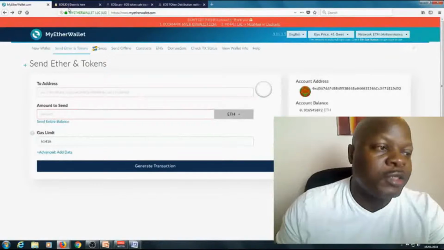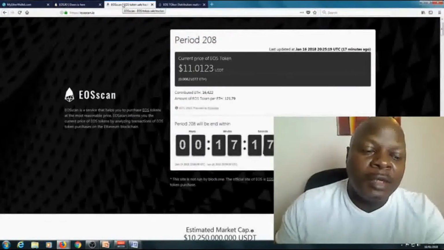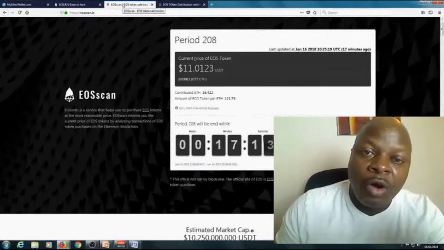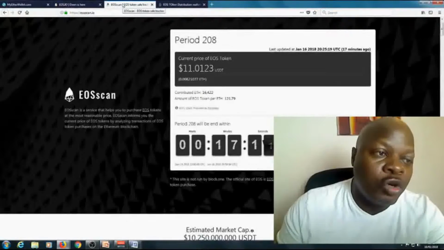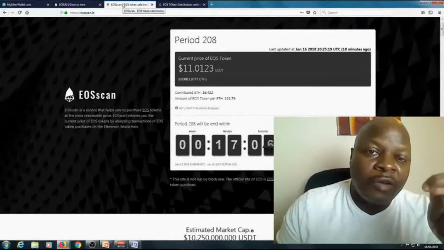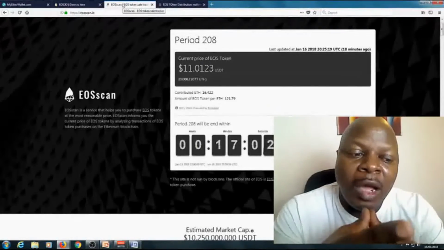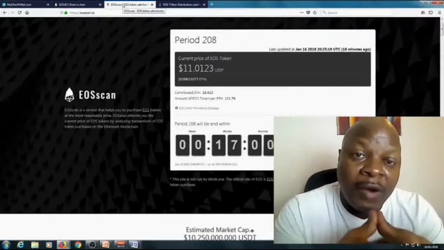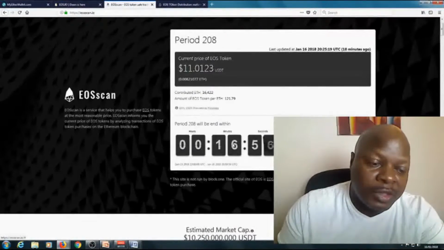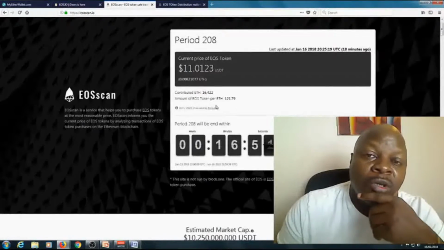My wallet of choice is my Ether wallet, which is what we will be using, and then you would need this website. This here gives you the countdown. This is an official EOS website too. This gives you an official countdown of how long you have left to carry out the trade. And as you can see here, the countdown continues. We've got 16 minutes and a few seconds to carry out the trade.